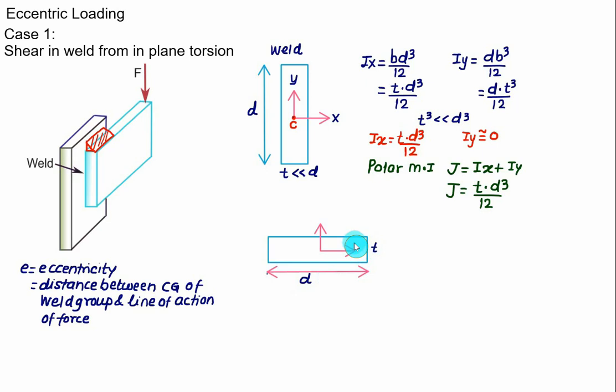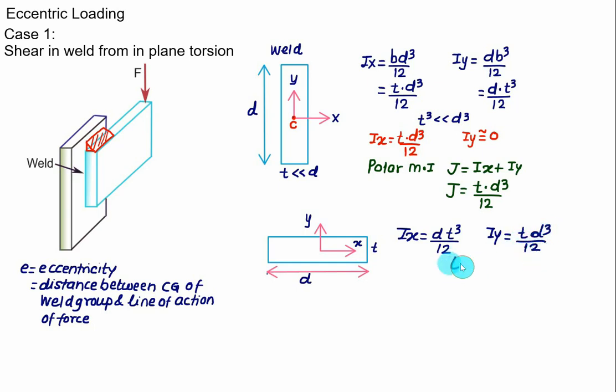Again we want to calculate Ix and Iy, that is the moment of inertia about the centroidal axis. So Ix will be breadth multiplied by depth cube divided by 12. We have breadth equal to d, height equal to t, so t cube divided by 12, and we have Iy equal to depth multiplied by breadth cube. So we have depth t and breadth equal to d. So we have t d cube divided by 12.